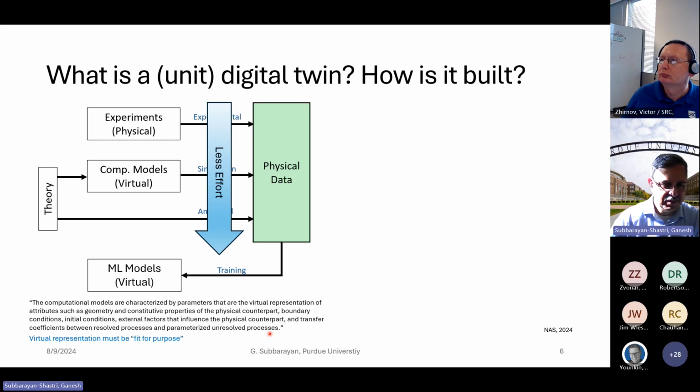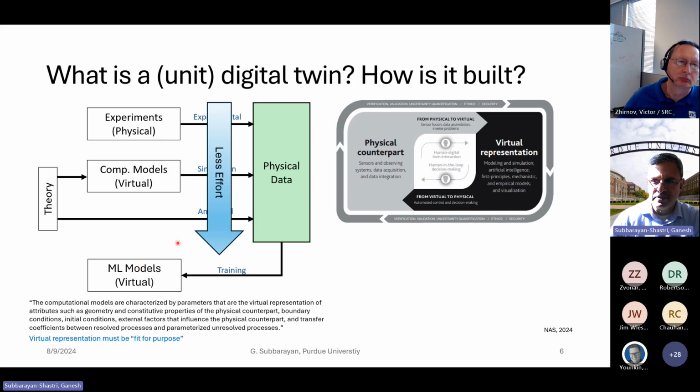So this is a quote. And there is another important statement in that document, that the virtual representation must be fit for purpose. Whether one uses full simulation models or one uses ML models depends on the purpose. If I can afford the time, then full simulation models are always better than ML models.